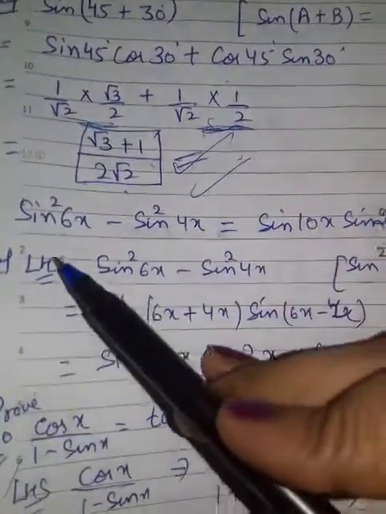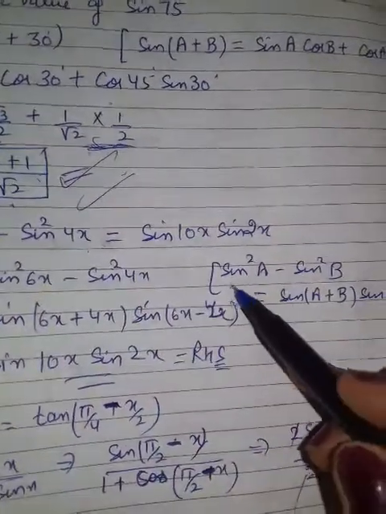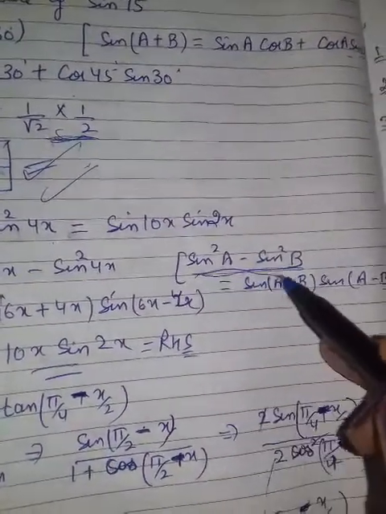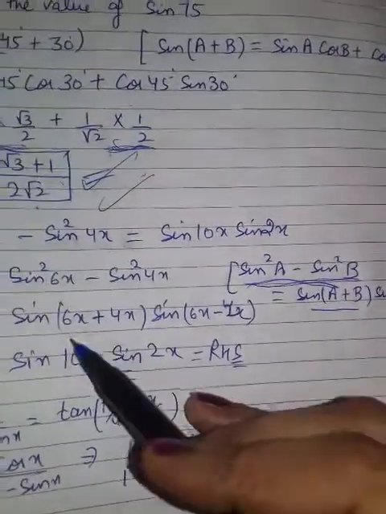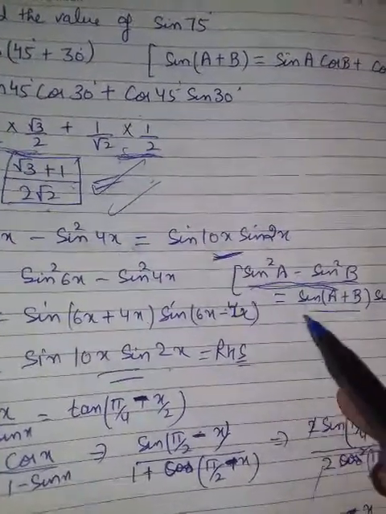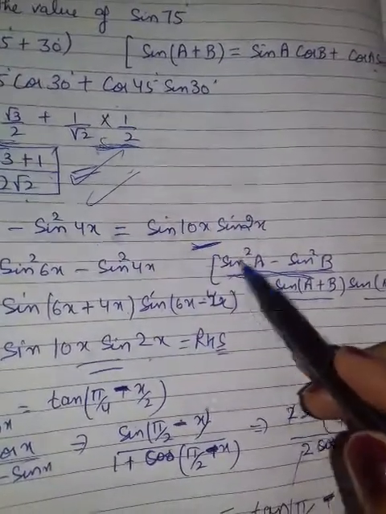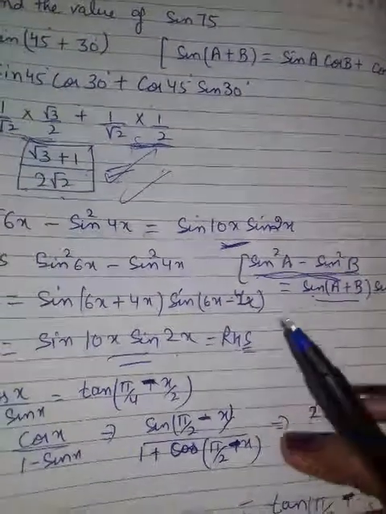Clear? Next, sin square 6x minus sin square 4x. You know this identity: sin square a minus sin square b is sin of a plus b, sin of a minus b. By that I put it and I got the same answer. But in cos, you know, one time cos, one time sin. So it will be cos a plus b, cos a minus b.